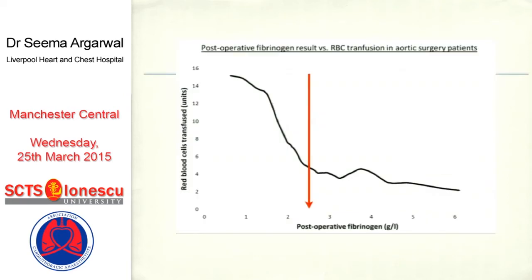This is an analysis of our own data in aortic surgery, which very clearly shows that as your fibrinogen level falls below about 2.5 grams, your red cell usage increases almost exponentially. So it's clear that finding some way of giving fibrinogen to these patients is going to help us with blood loss.